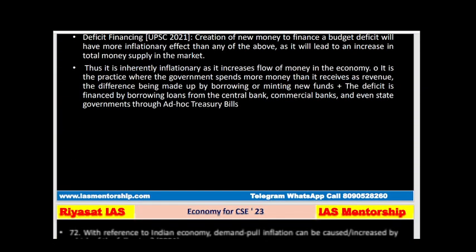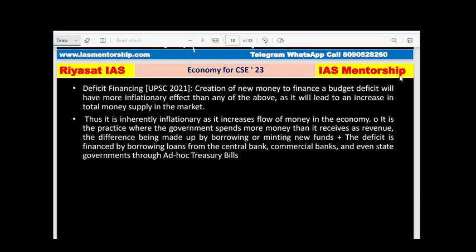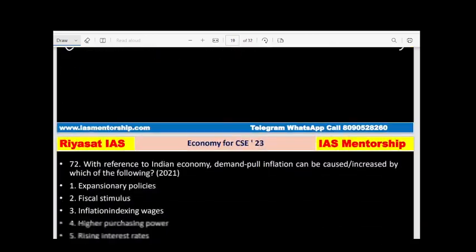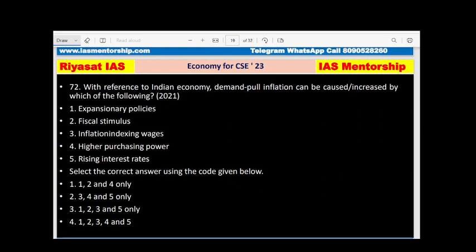Okay. Here I have already told you about deficit financing. What is deficit financing? Creation of new money won't be helpful because it will cause inflationary effect. So this is the explanation of whatever I have explained to you here. Clear? Okay. Let us move ahead and see next question.